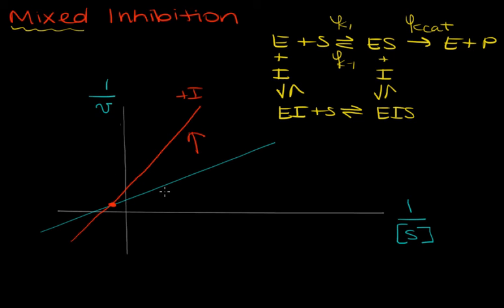Okay, so this ends up increasing the Km, which is not good, and this also decreases the Vmax, which is also not good. And just like uncompetitive, if we add more substrate, that doesn't make our inhibitor problem go away. We have to do something else in order to prevent the inhibition.